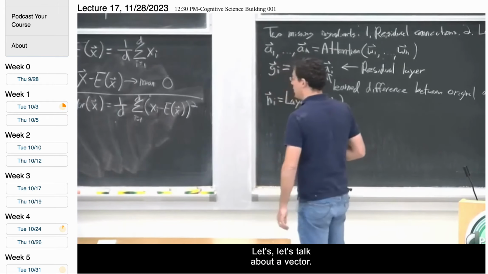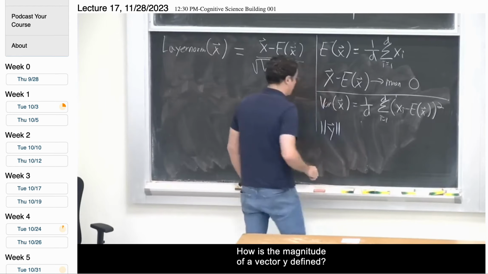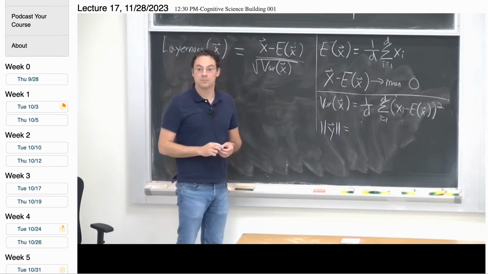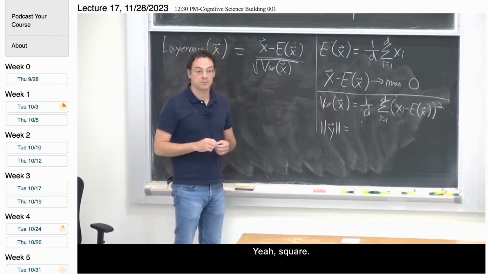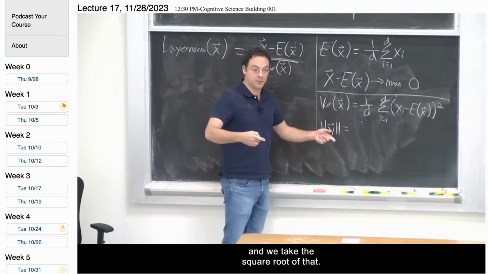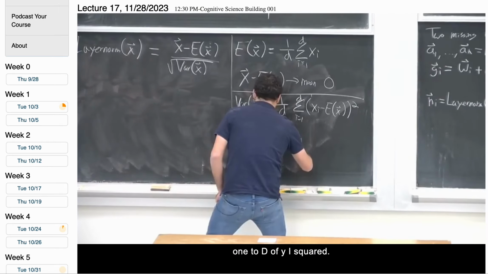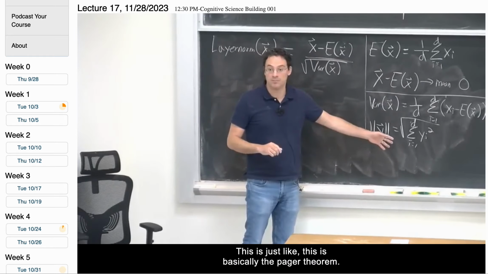Let's talk about the magnitude of a vector. Let's talk about vector y. How is the magnitude of a vector y defined? So we want to compute the size of a vector. How do we do that? Okay, so we take all the entries in y, we square them, we sum them up, and we take the square root of that, correct? So this is the sum from i equals 1 to d of y_i squared, and then we take the square root of this whole thing. This is basically the Pythagorean theorem.